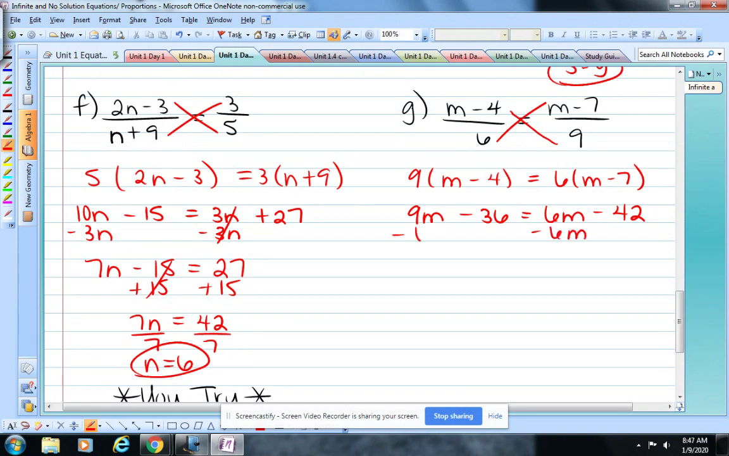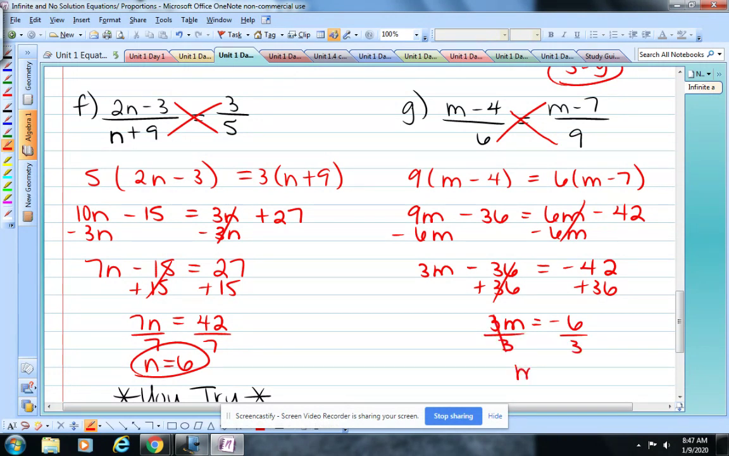Subtract 6M on both sides. What's 9M minus 6M? 3M minus 36 equals negative 42. Then what? Good. Add 36. So 3M equals negative 6. Then what? Divide by 3, and M equals negative 2. Are there any questions about how to solve proportions?